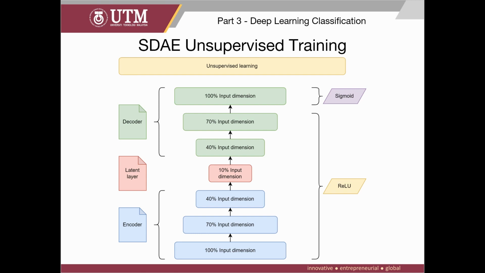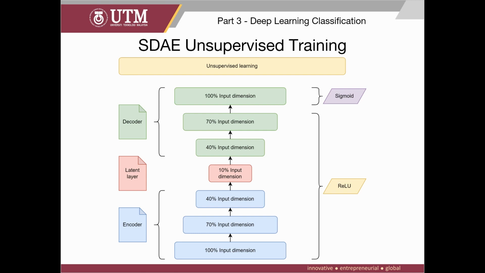For the decoder, the first layer is 40% of the input dimension, the second layer is 70% of the input dimension, and the last layer is 100% of the input dimension. For example, if we use the feature subset with 10,000 features, the first layer of the encoder will have 10,000 features, the second layer of the encoder will have 7,000 features, and the third layer of the encoder will have 4,000 features, and so on and so forth.